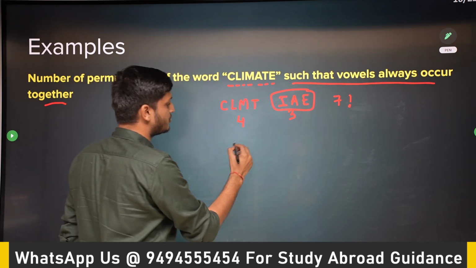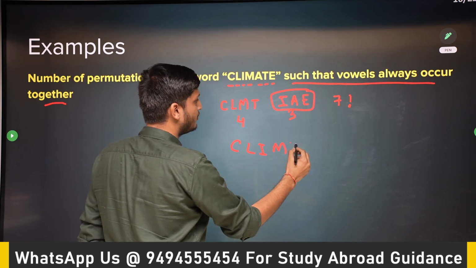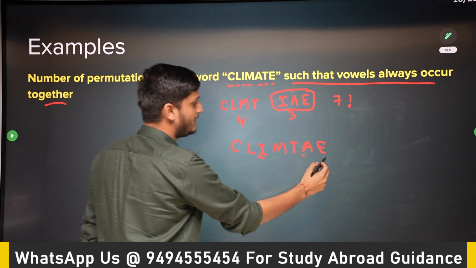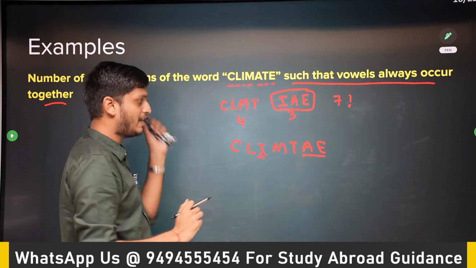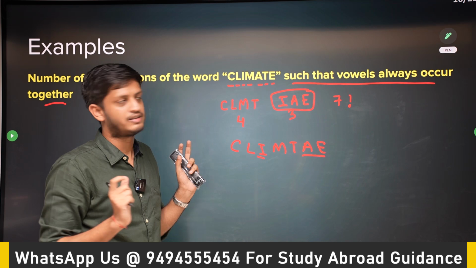You cannot have a word like C, L, I... In all possible permutations, you will have a word like this, but this is not allowed because I, A and E have to come together. And they have not said what the order of them is. They can come in any order, but they should be together.